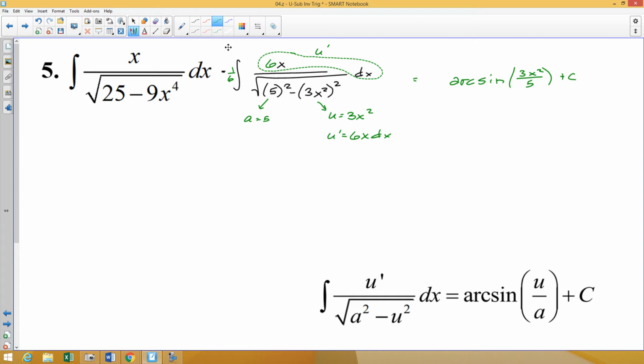Don't forget that if you ever have to insert values, keep that 1 over 6 in the answer. And so there we go. It's all about identifying that a and that u and making sure the u prime is accounted for. And that's how we're going to use these formulas, the u prime over root stuff, to get the antiderivatives of inverse trigs.